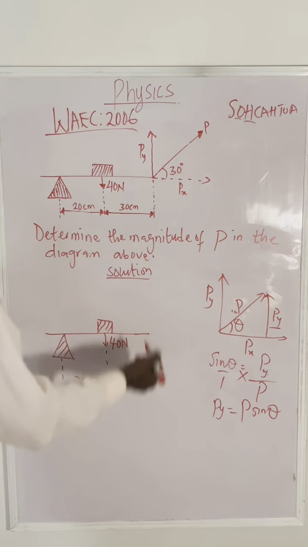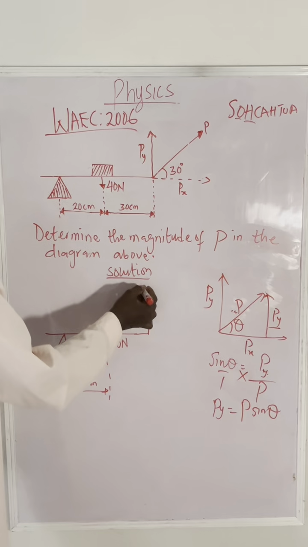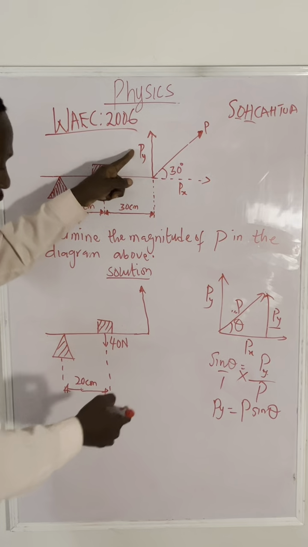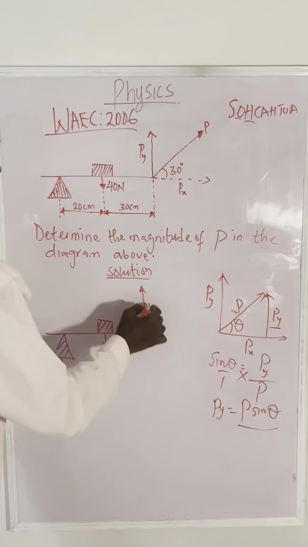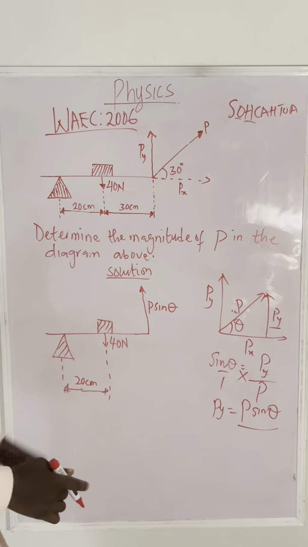now remember that this Py is what we are going to draw now, because we have found the component. So this is our Py. And what is our Py? Our Py is P sine theta. So I can put what here? P sine theta. Can you see? I can put my P sine theta here.